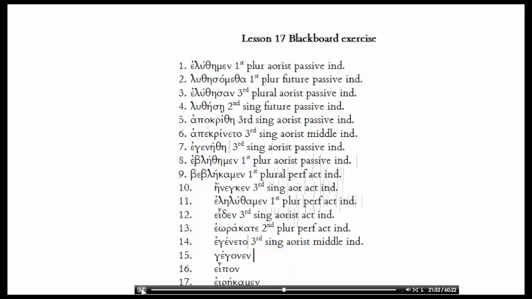Gegonen. Once again, this is from our friend ginomai, the very common verb meaning to be, to become, to happen, to occur. Ginomai, genesomai, egenomen. That's where we got this form from. Gegona.